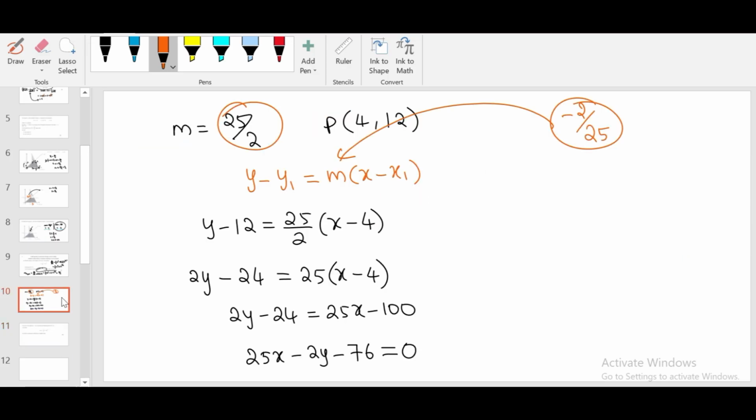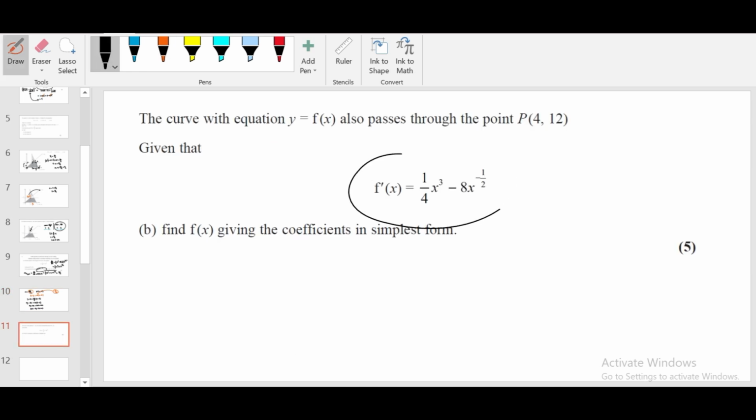Now let's move on to part B of the question. You are given f dash of x. They want you to find f of x. This is from P1 integration. There is a topic called finding functions. Most of the questions are taken from this particular topic.